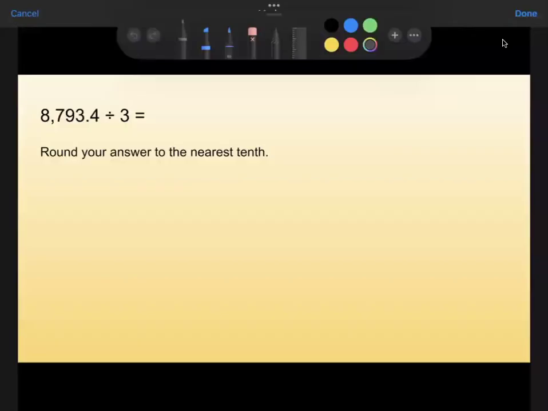Okay, here is our next example and our last example for today's video. We're going to take 8,793.4 and divide it by 3. Oh, and there's also a note here that we can round it to the nearest tenth.